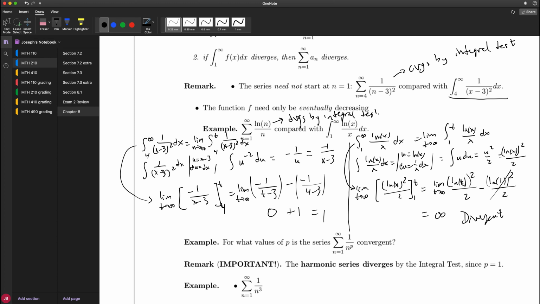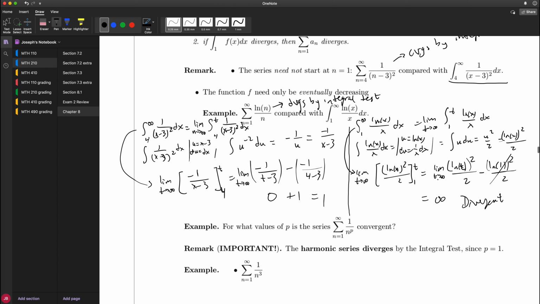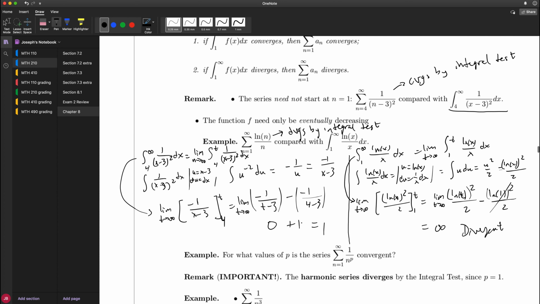And so write your conclusion and then write your reasoning, right? So in this case, divergent by the integral test, and then showing the work showing that you get a divergent integral. Same above, we showed the work that we got a convergent integral, so the series converges by the integral test.